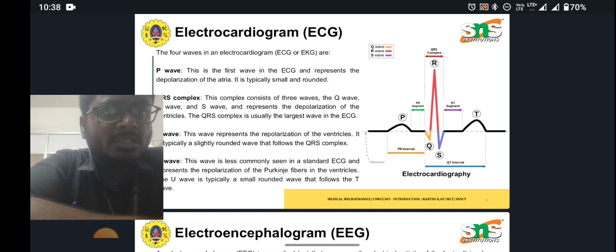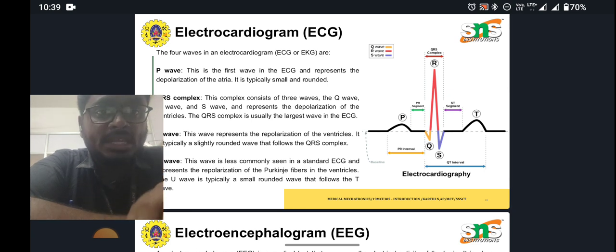And the QRS complex consists of three waves, Q wave, R wave and S wave, and represents the depolarization of the ventricles. The QRS complex is usually the largest wave of the ECG. And the T wave represents the repolarization of the ventricles. It is typically a slightly rounded wave that follows the QRS complex.